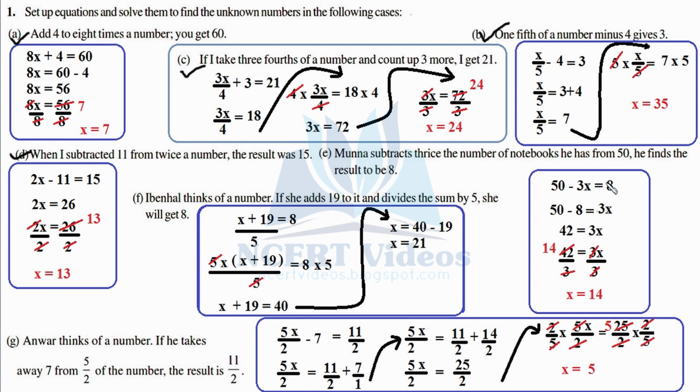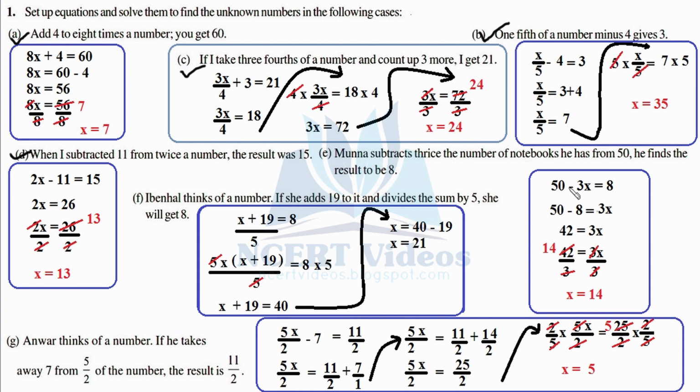Therefore 50 minus 3x equals 8. Transpose 8 towards the left hand side. It becomes negative 8. Therefore 50 minus 8. It was negative 3x. When we transposed it to the right hand side, it becomes plus 3x. Solve it. 42 equals 3x. Get rid of this 3. Divide by 3 on both sides. 3 3 cancels. 1 3 is a 3. 14 3s are 42. x equals 14.